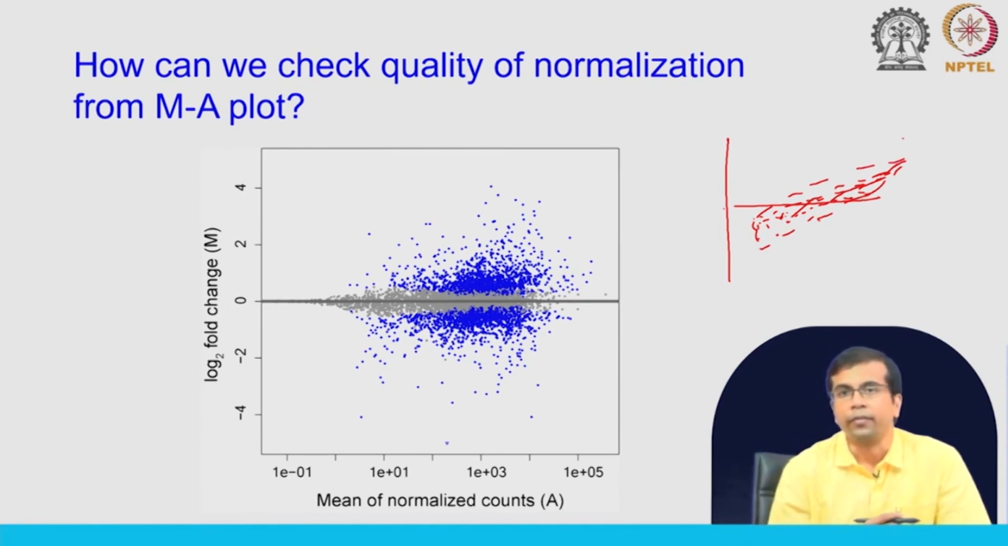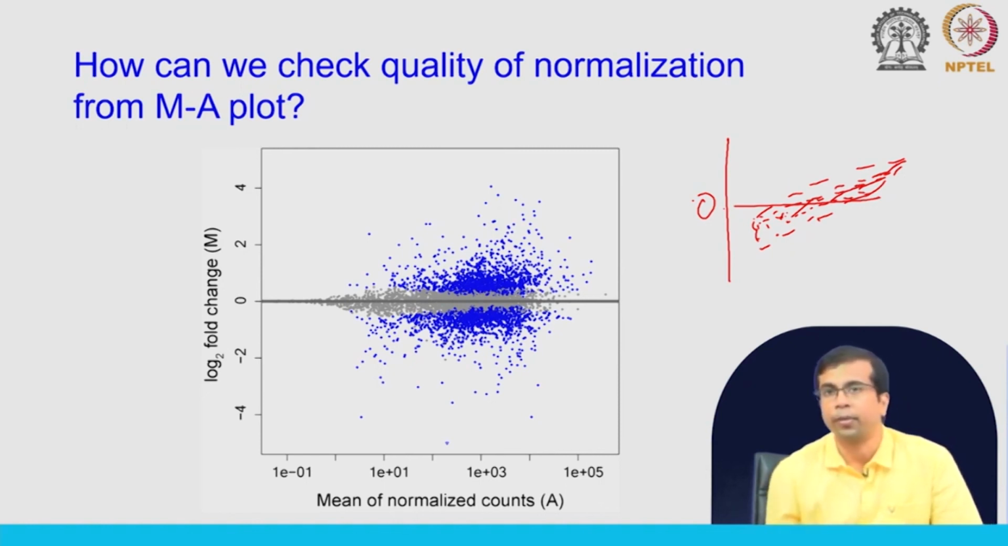Now, if this is the case, that would mean, this is the 0 line. If this is the case, this would mean you need better normalization methods. And by inspecting this MA plot, you can probably say, okay, the data is properly normalized, or whether you need some sort of normalization or different normalization methods on this data.